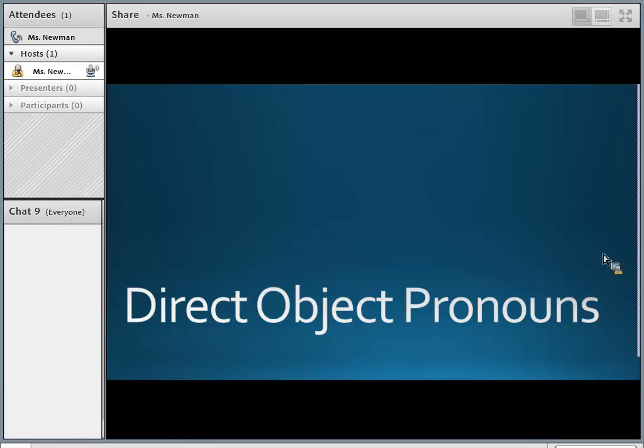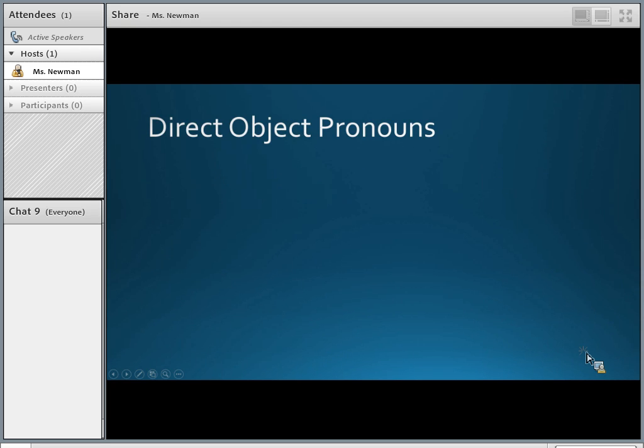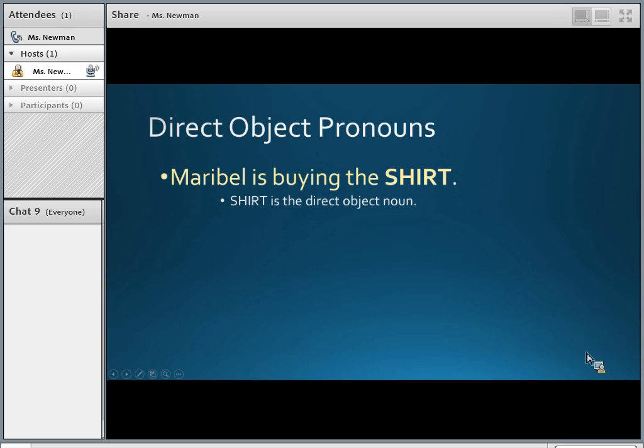Okay, talking about direct object pronouns. The learning target: I will correctly identify and use direct object pronouns in Spanish. So here we have direct object pronouns.